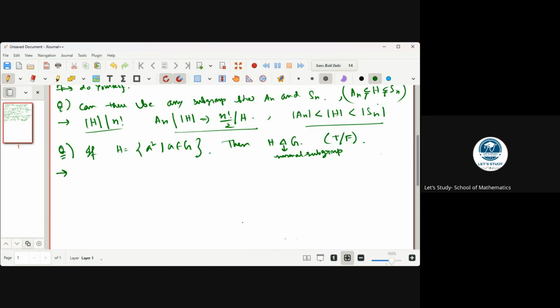If G is abelian, then it is a normal subgroup. So if G is abelian, then done. If not, then try with a non-abelian group.